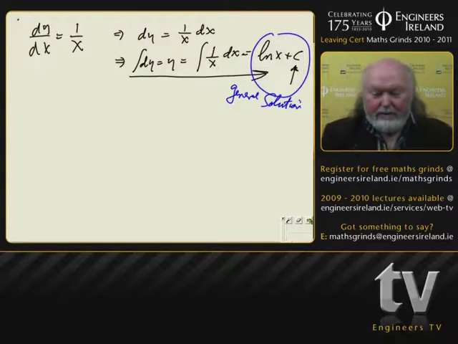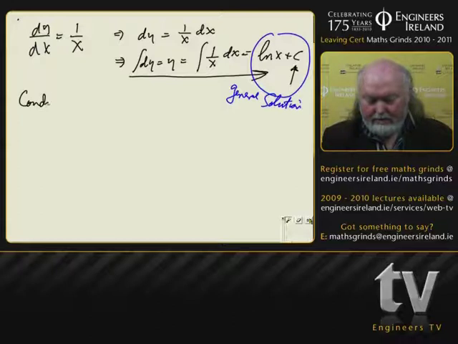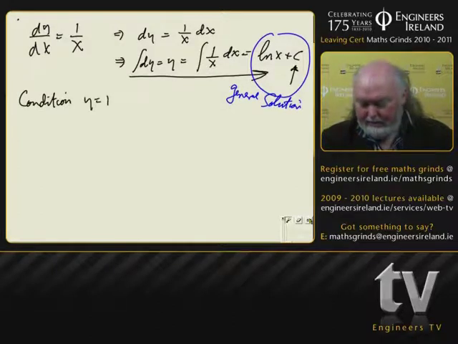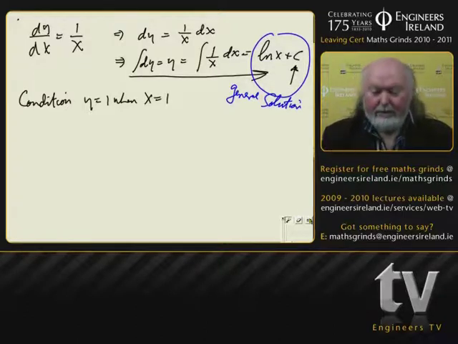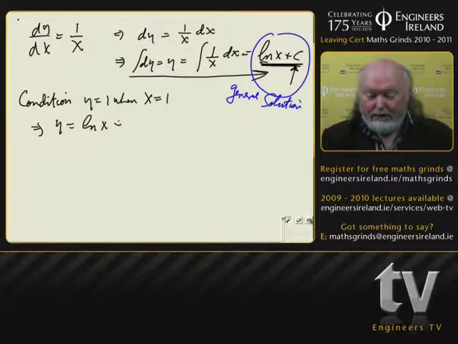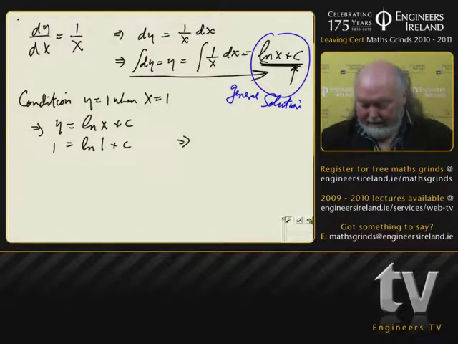If we were told something, a condition, that y equals 1 when x is equal to 1, what we would then do is, going back to that equation, you'd say that implies y, which is log x plus c, 1 is equal to log 1 plus c. And that'll tell us that implies c is equal to minus 1.